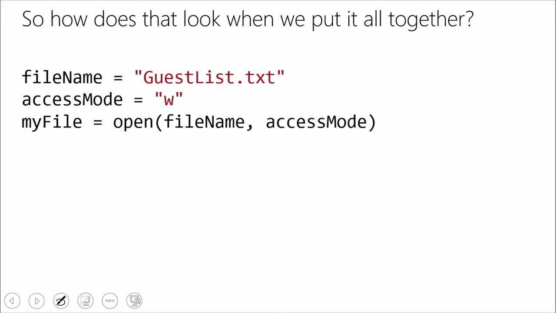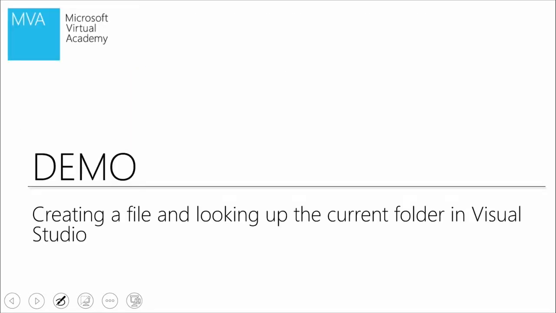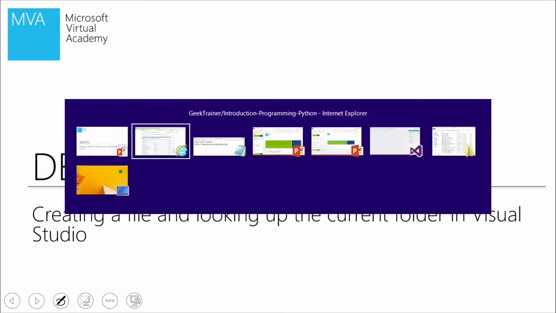And how does it all look when we put it together? It looks a little bit like this. Susan put all of this together, put the slides together. You'll notice file name equals and access mode equals. And then you'll notice that we've got open. Let's open up Visual Studio and actually see it. More interesting. Where is my Visual Studio?